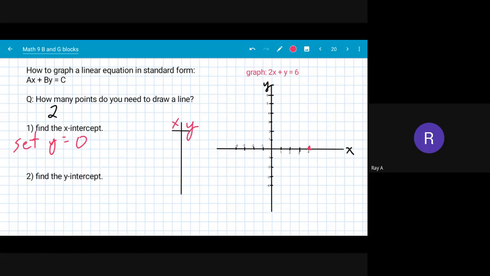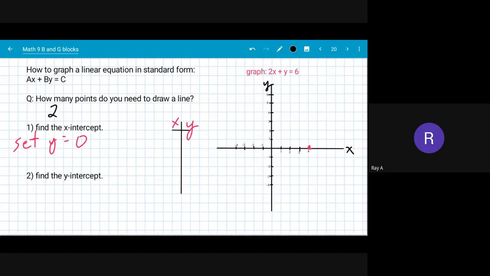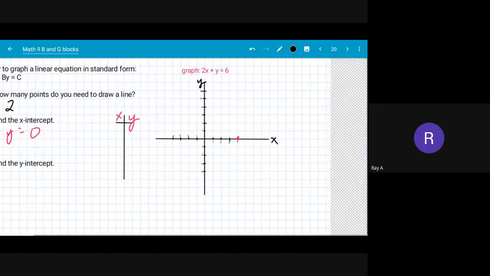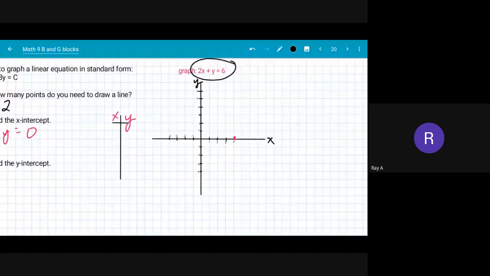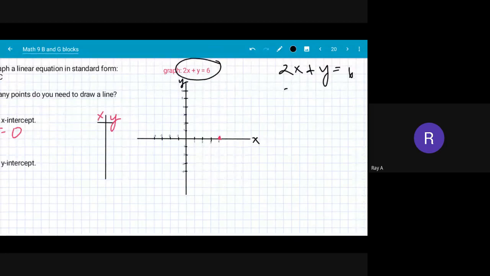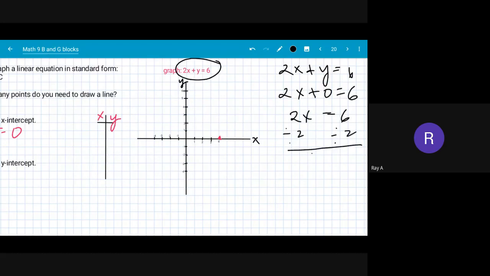Now, what we have here is 2x plus y equals 6. If we make y equal 0, that means you are going to replace y with 0. We're going to solve for x. 2x equals 6. Remember one-step equations. Divide both sides by 2, and x is equal to 3.